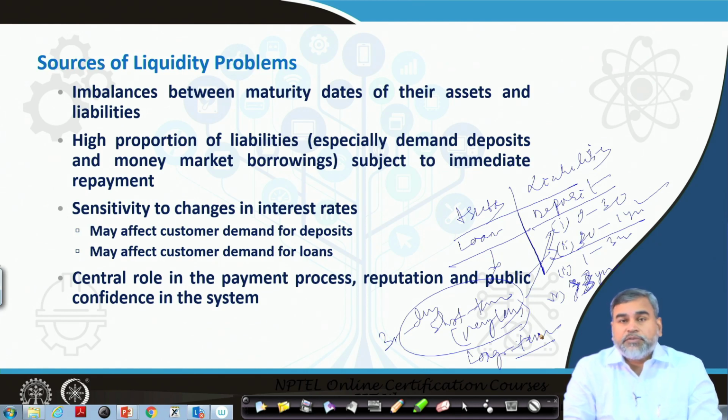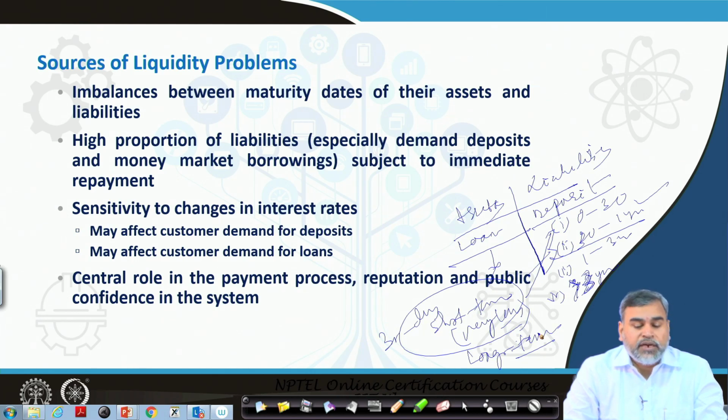So, there is an imbalance between the maturity dates of their assets and the maturity dates of liabilities. That is the major reason for the problem of liquidity. That may be a possible problem of liquidity, and the balance sheet already shows that. If you see the composition of the balance sheet, it will show that there is a gap between the maturity dates of the assets and the maturity dates of the liabilities. This is number 1. Because there is a high proportion of liabilities, especially demand deposits and money market borrowings, subject to immediate repayment.